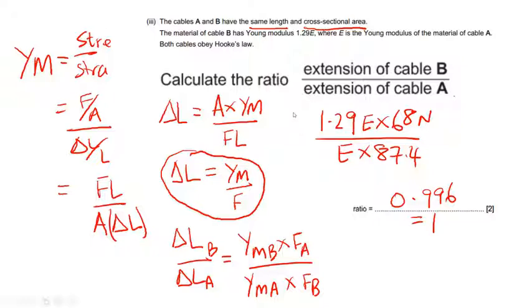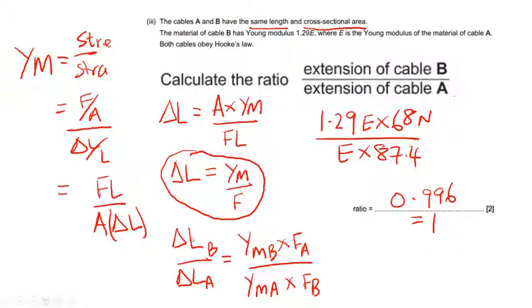Calculate the ratio of the extension of cable B divided by the extension of cable A. Now, your Young's modulus is stress divided by strain. Stress is force divided by area. Strain is extension over the original length. If you put them into one single equation, you get force times length divided by area times extension. Now, in the question, it gives you the same length and the same cross-sectional area, so I'm going to get rid of the L and the A.